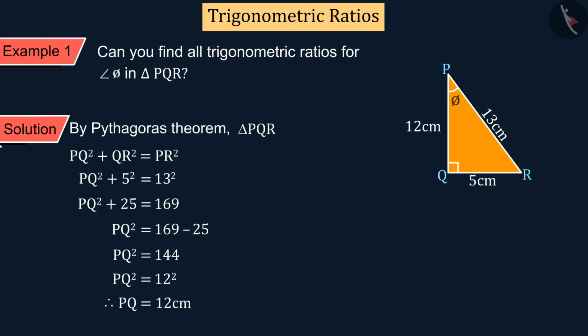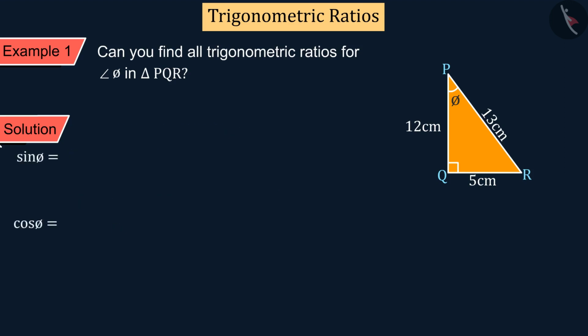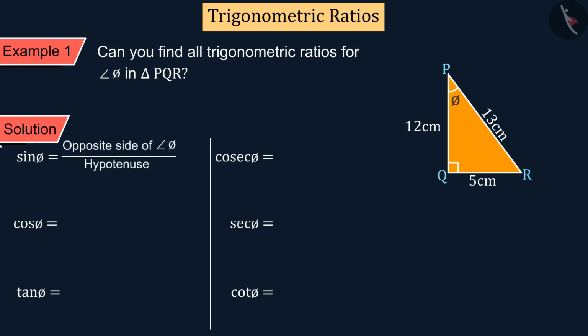Can you tell me what those ratios are? Well done! These are sine, cos, tan, cosec, sec and cot. In the previous video, we learned that the ratio between the opposite side of the angle and the hypotenuse is the sine of that angle.